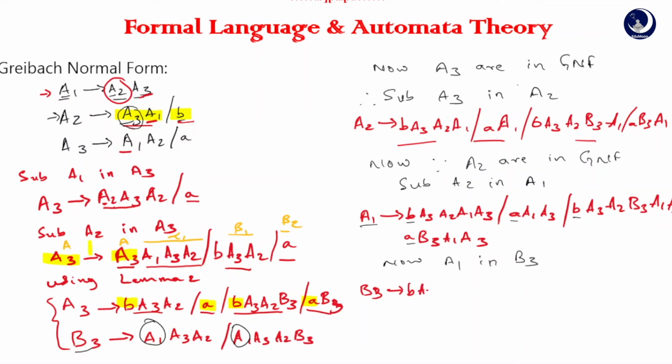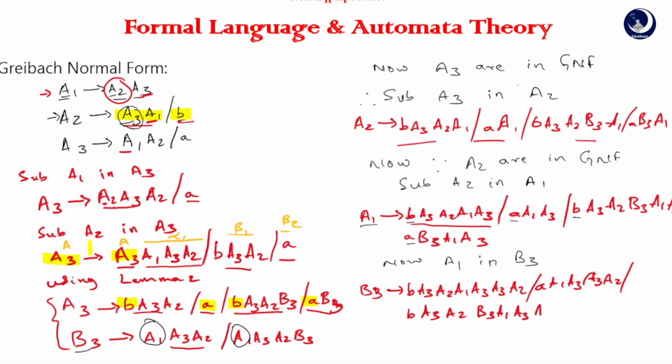So we write B A3 A2 A1 A3 A3 A2. So that's the first one. We substitute this entire thing in this one. So again we write the same thing, that is A A1 A3 A3 A2. Next one and so on. We substitute the remaining also: B A3 A2 B3 A1 A3 A3 A2 and finally A B3 A1 A3 A3 A2.